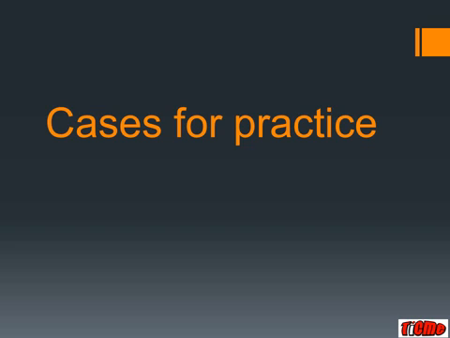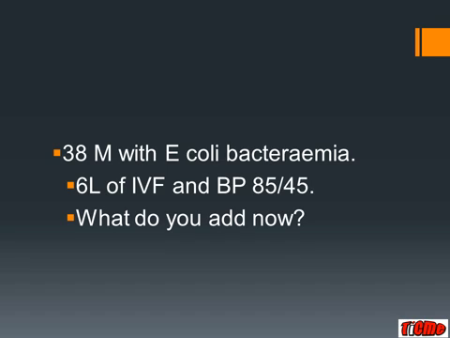So, we've gone through the physiological principles of shock, the clinical signs of shock, how to recognise shock, and also the basic treatment principles. Let's now work our way through a few basic cases to practice. So, a 38-year-old male's in your emergency department. You think he's got E. coli bacteremia because his urine lights up like a Christmas tree. His temperature's 39.5. He's very tachycardic. You've given him 6 litres of normal saline and he's still hypotensive. What do you add now?